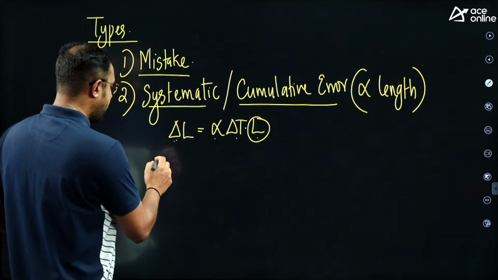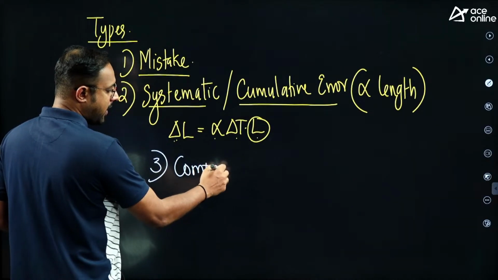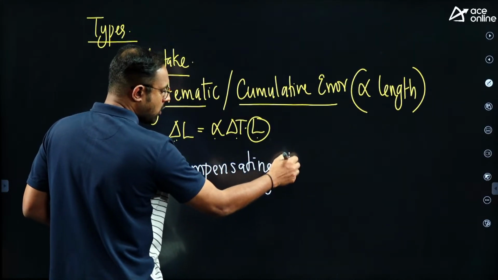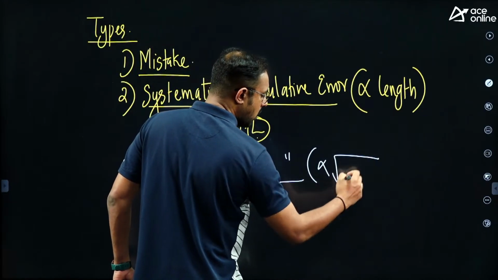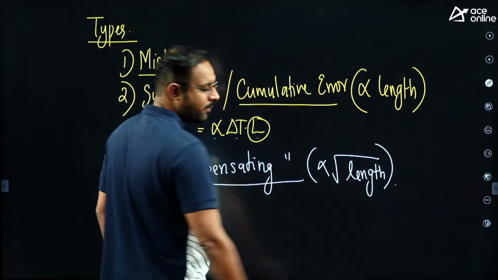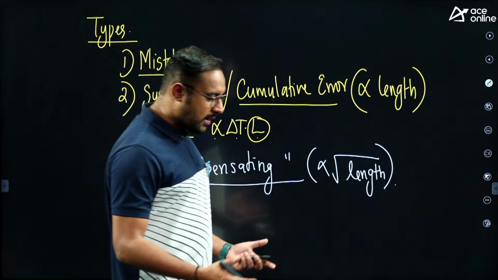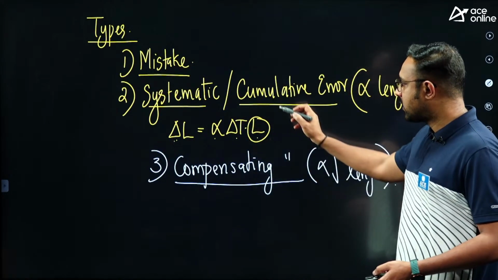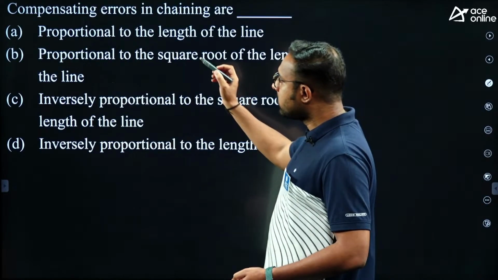The third error that we have is what we call the compensating error. Remember, these compensating errors are proportional to the square root of the length of the lines. Read the question carefully and try to understand what they are asking. In this case, they are asking you for compensating errors, so let us see what the answer should be.